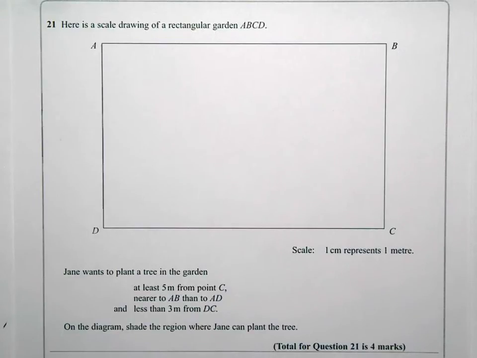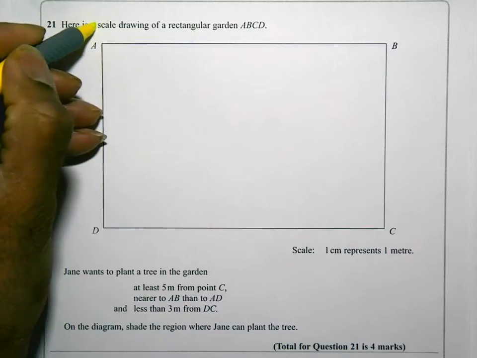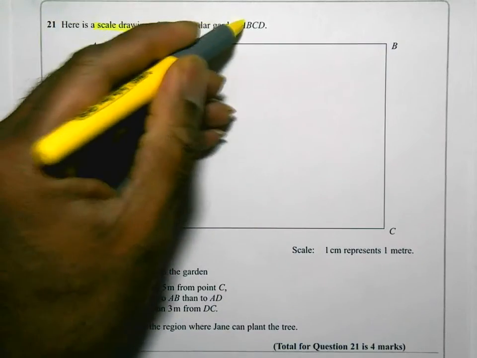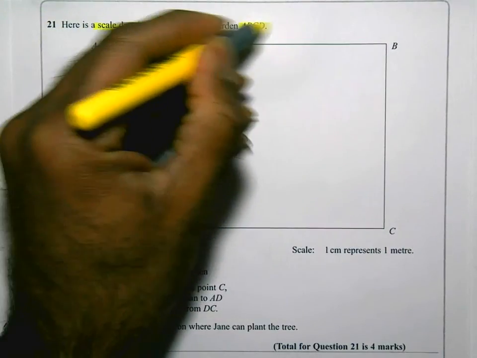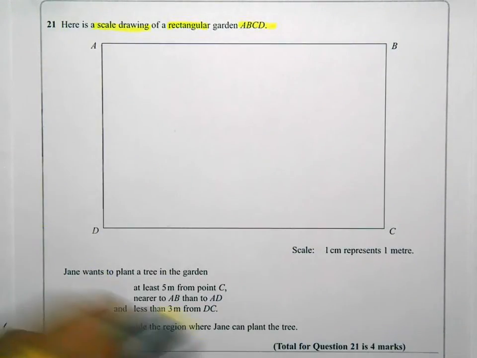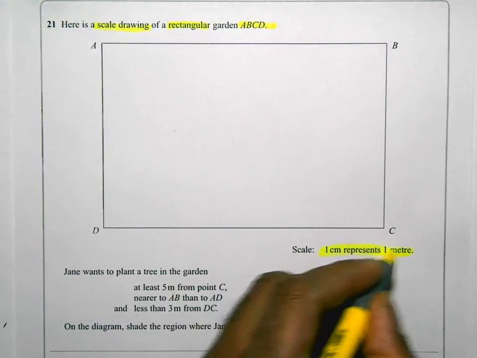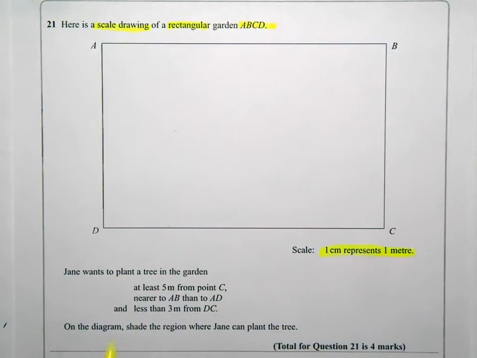This is question 21 on the foundation non-calculator paper. So, reading through the question first, it says, here is a scale drawing of a rectangular garden ABCD. So here's the rectangle ABCD. There's a scale over here, so 1 centimeter represents 1 meter. So every centimeter here represents a meter in reality, in the actual real world.